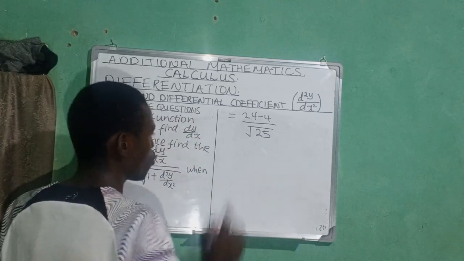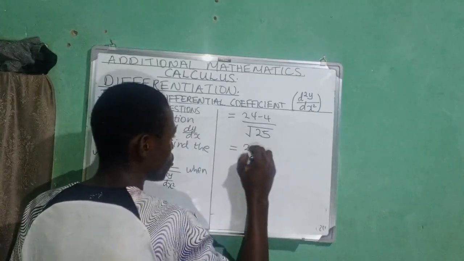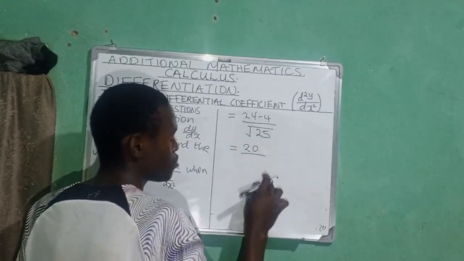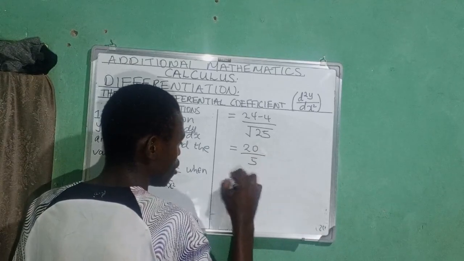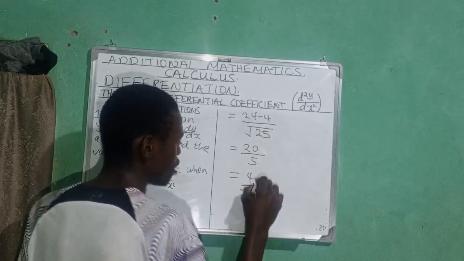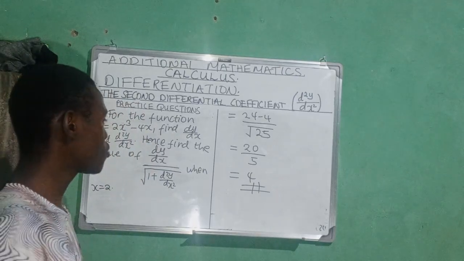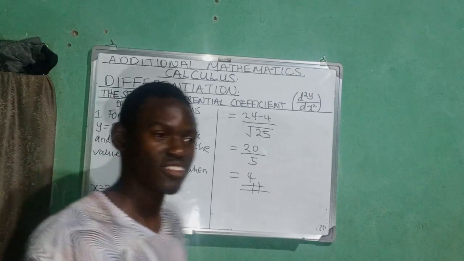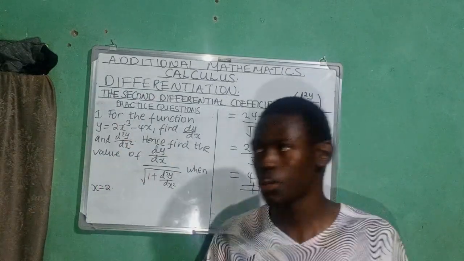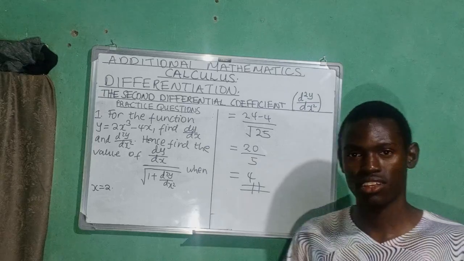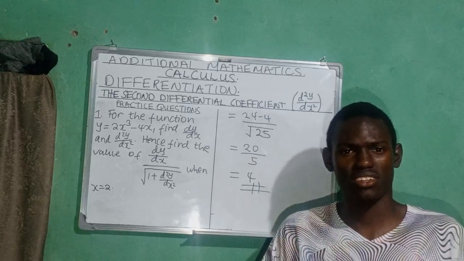Okay, so this would be equal to 24 minus 4, which is 20. The principal square root of 25 is 5. Your final answer is 4, and that's your final value. Simple as that. The question was looking cumbersome, okay? But if you know what you're doing, the question will turn out quite easy.